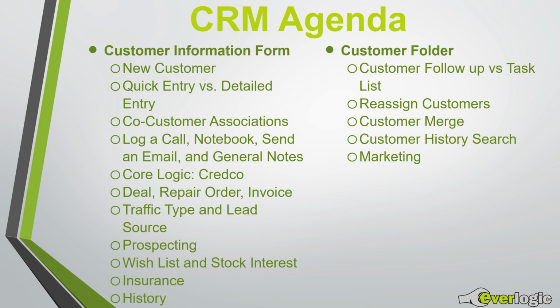Okay, we showed you how you can add a deal, start a repair order, and an invoice in the customer form. Also, you can add in your traffic lead, your lead source, and some cool functions on your prospecting tab, along with the wish list and the stock interest. You can also add in insurance if you'd like, and then see history on the customer form, but you can also see history in the folder itself. So along with the customer history, you can see customer follow-up and task list. You can reassign customers or merge customers, and also create a marketing list.